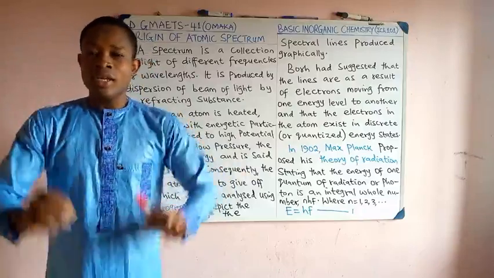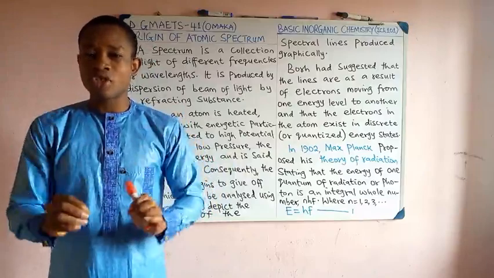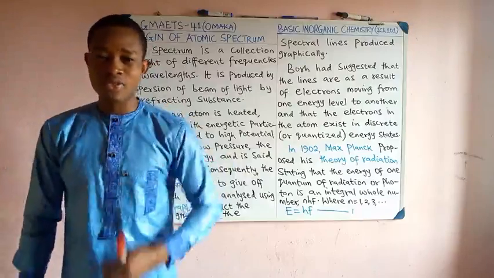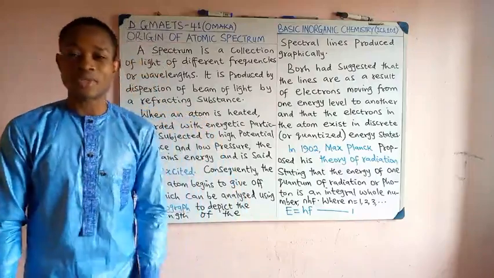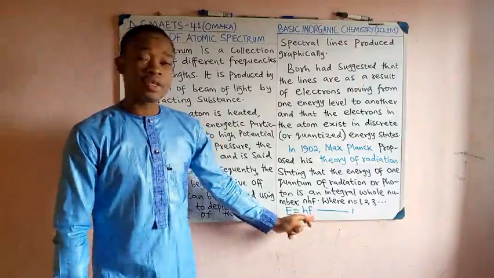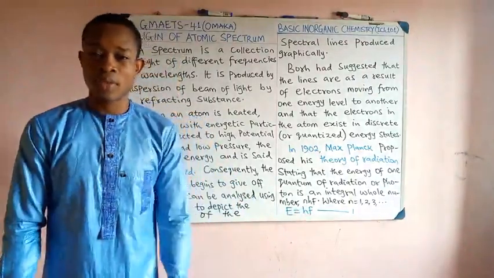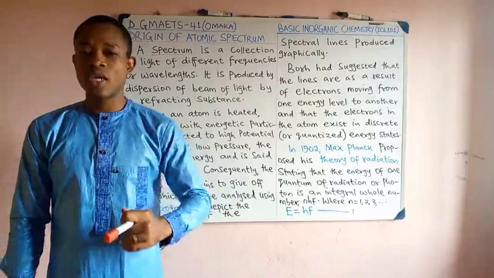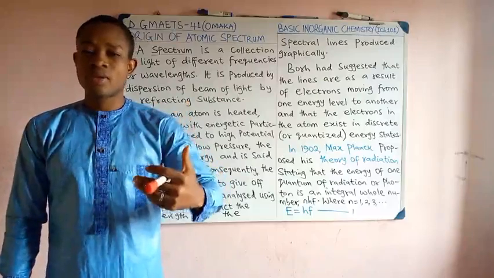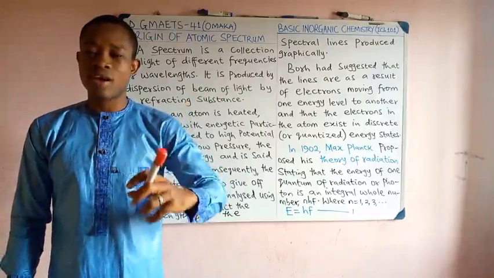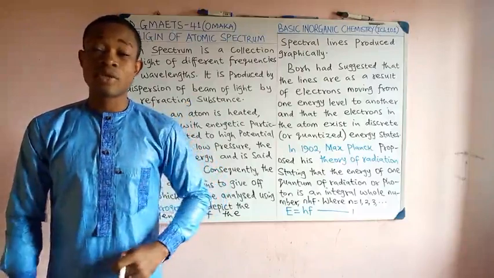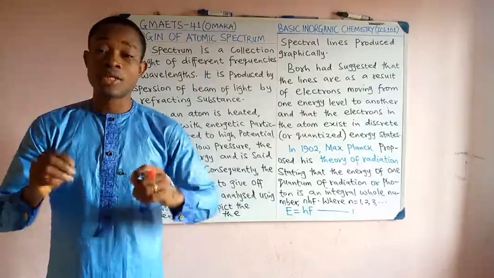That cannot be done. The amount of energy during radiation of an electron is quantized, is discrete, it has whole numbers. So that gives us this equation, and this equation is known as Max Planck's theory of radiation. In the next video, we're going to see the properties that are characteristic of this light that is being radiated, and then we're going to treat the hydrogen spectrum specifically.